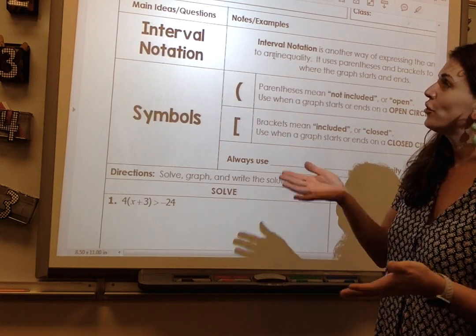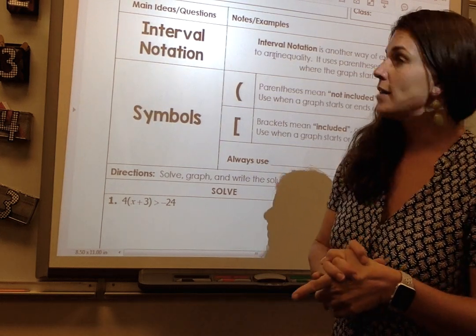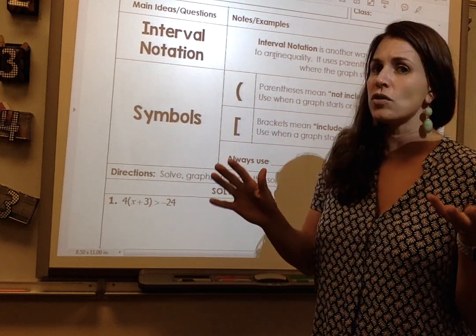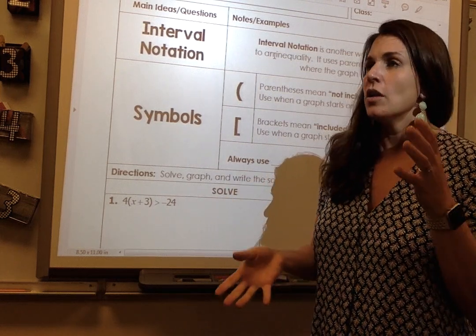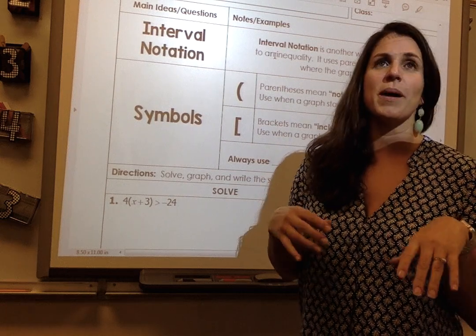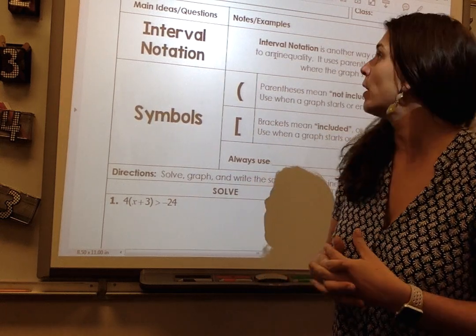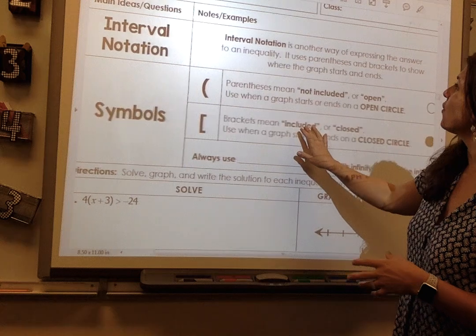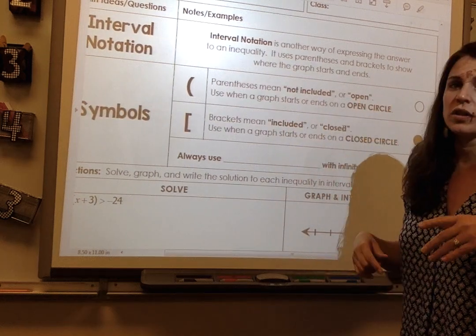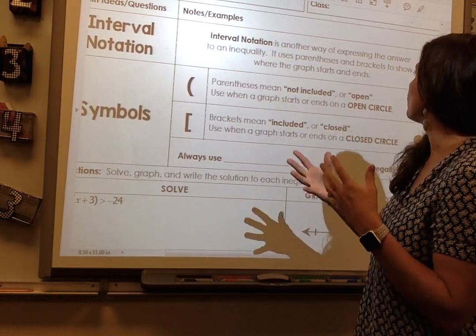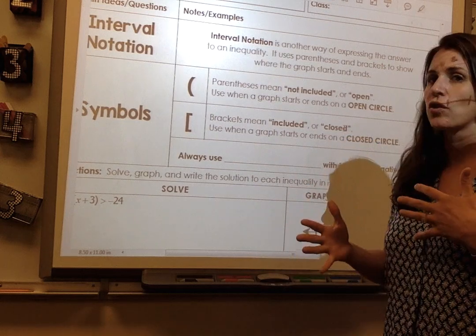Okay, so we are in your journal of multi-step inequalities. You know how to solve multi-step inequalities. So basically this lesson is just about how to use interval notation. Interval notation is another way of expressing the answer to an inequality. It uses parentheses and brackets to show where the graph starts and ends.